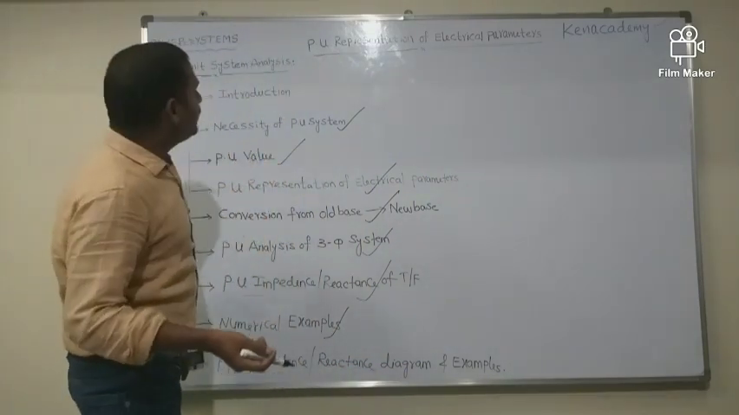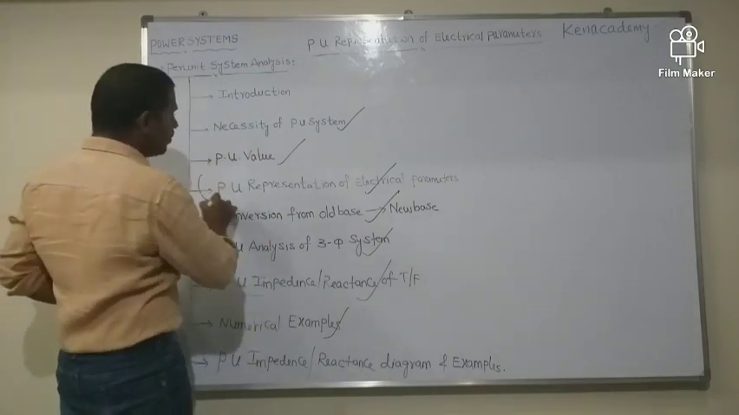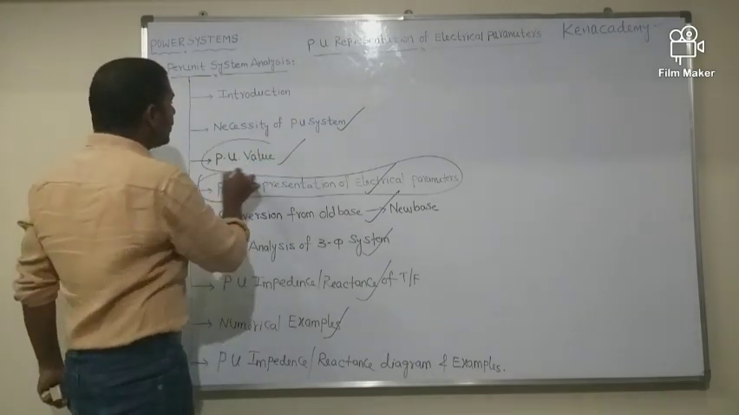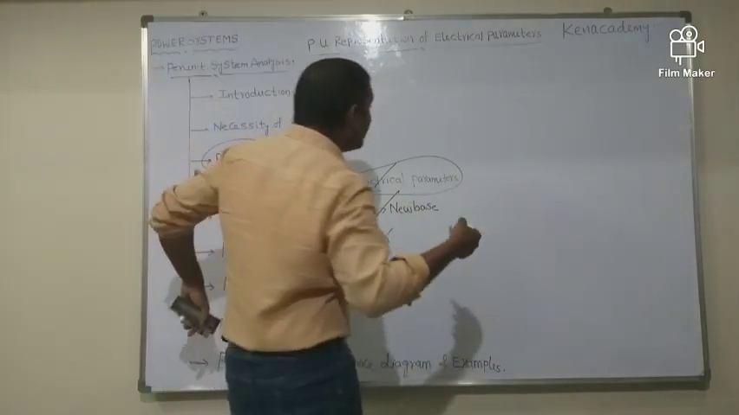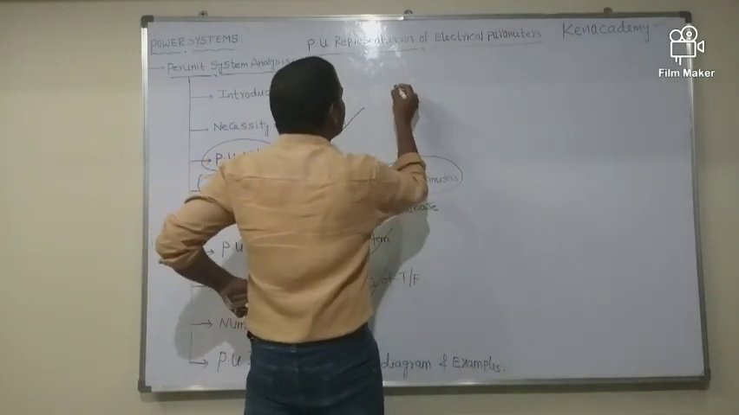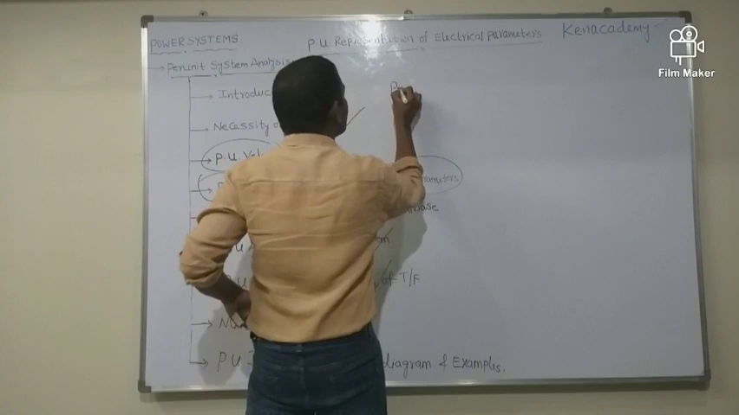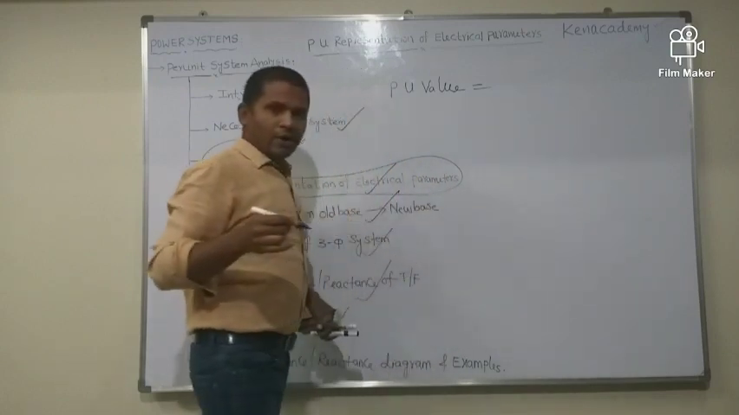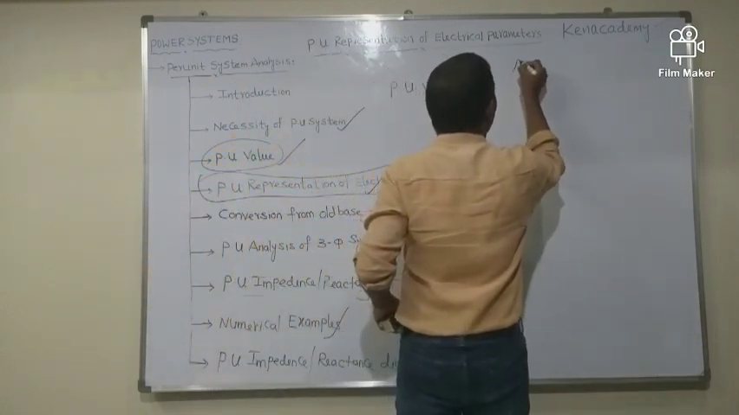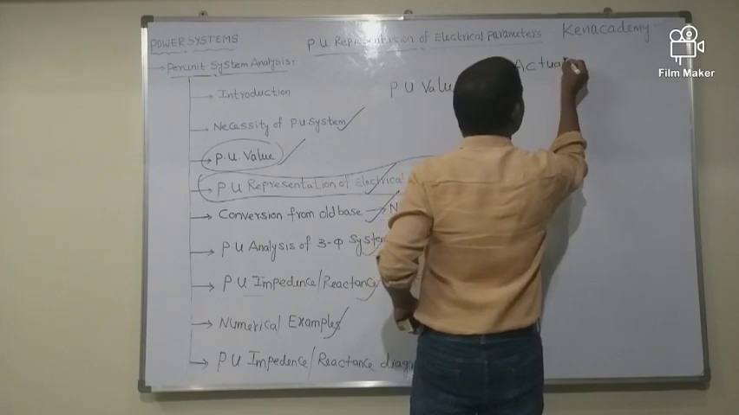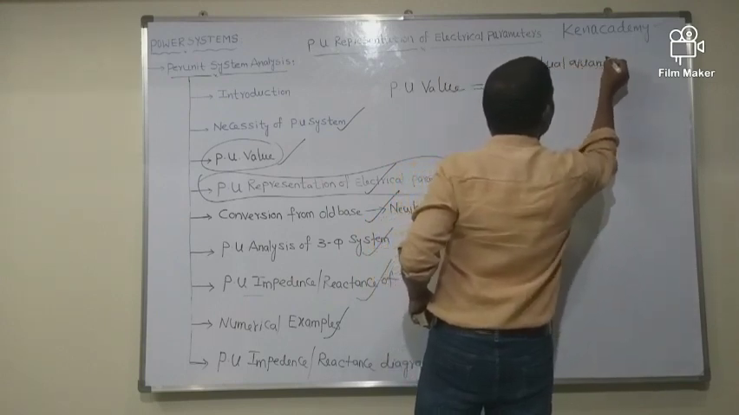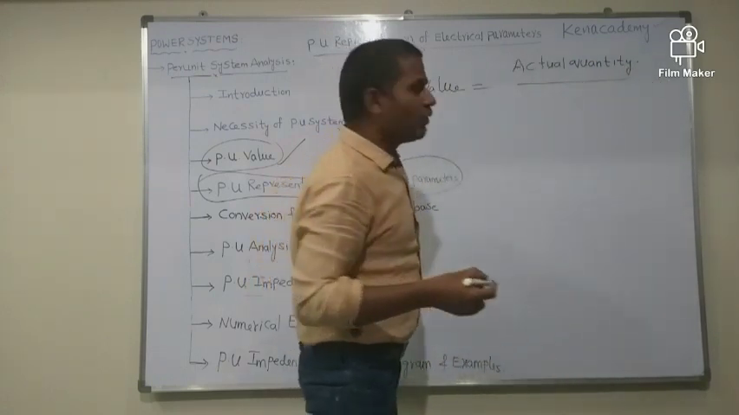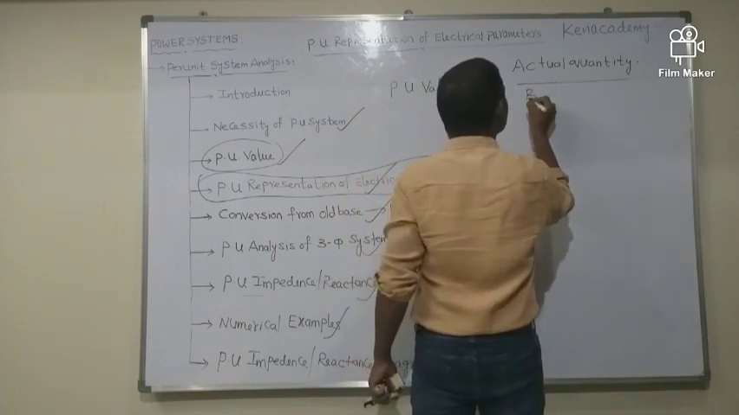Clear? Now in this video I am starting with the per unit representation of electrical parameters. The definition of per unit value is already given, but one more time I am giving this formula. Can you tell me, what is the formula for per unit value? The per unit value is equal to the actual value of the quantity divided by the reference quantity or base quantity. That is, the actual value by base value.